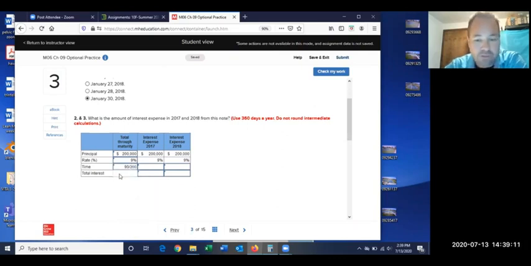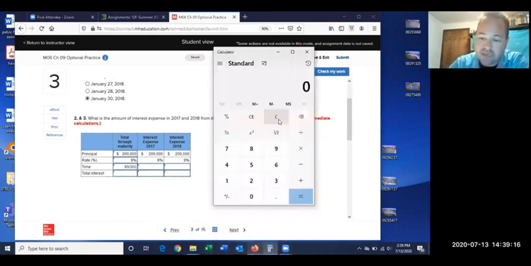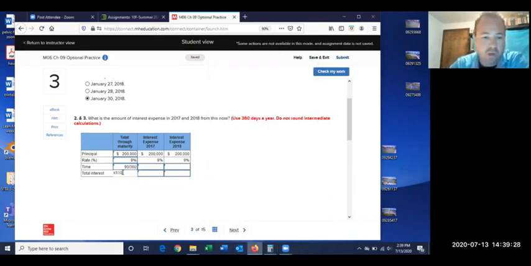And then total interest, so let's calculate that. 90 divided by 360. I always like to work backwards. Times 9% times 200,000. So total interest we're going to pay is $4,500. Now what it's having us do in this little chart, before we get to the journal entries, is figure up how much interest I owed in 2017 and how much I owe in 2018, because it's broken out over 2 years.